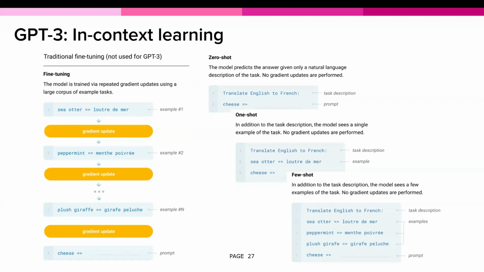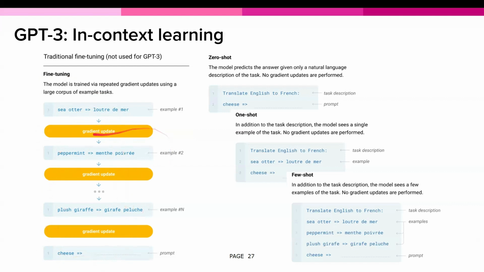And so in other words, GPT-3 can complete tasks by interpreting a natural language description or given a few examples embedded in the prompt itself. So for example, on the left side here, this is the workflow of the traditional fine-tuning approach.